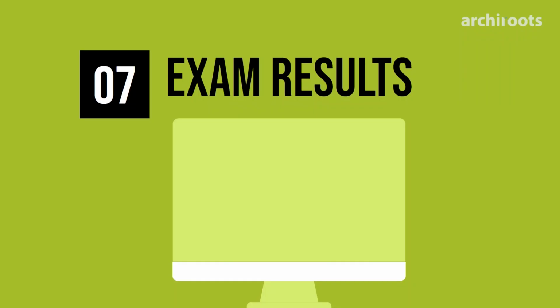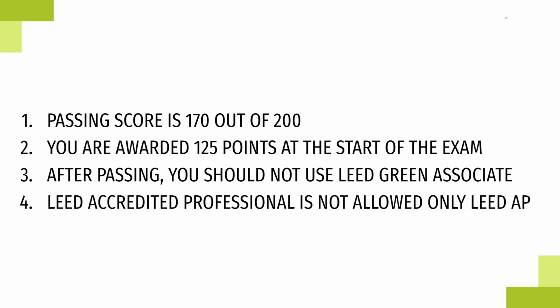Exam results. Now, you need to achieve at least 170 over 200 to pass. You are awarded 125 points when you come to the exam. After you pass it, you should no longer use the Green Associate title, so you should not showcase both, but you only choose the higher level. You should call yourself a LEED AP and not accredited professional.